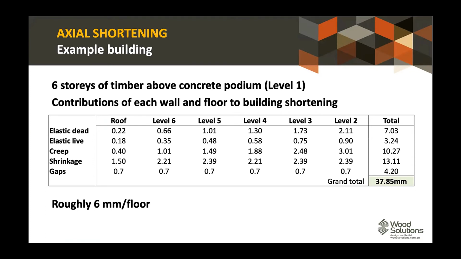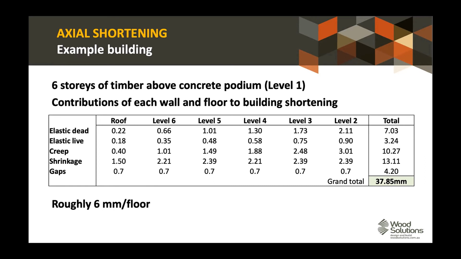And then we end up with a value where we can look at the significance of each of those different components per floor. So we're looking at roughly 6 millimeters per floor of axial shortening. Why is this a problem? Well, it's potentially not a problem. We just need to understand what it is. But we also then need to detail all the interfaces with the facade, with the lift cores, with everything else to acknowledge that we have this movement.